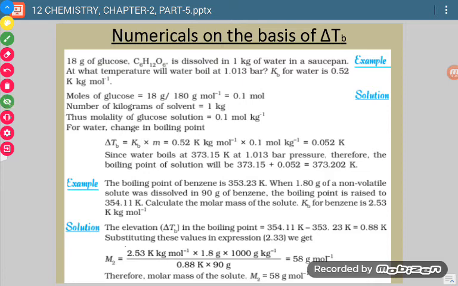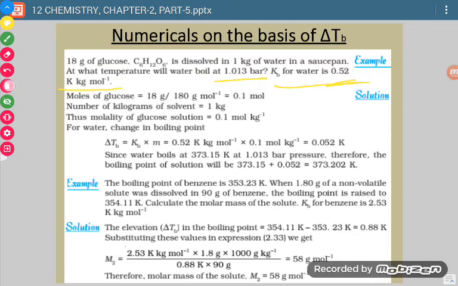Now see, here there are two examples based on elevation in boiling point. First example: 18 gram of glucose is dissolved in 1 kg of water in a saucepan. At what temperature will water boil at this pressure? 1.013 bar or 1 atmosphere is one and the same thing. Kb value is given as 0.52 Kelvin kg per mole.